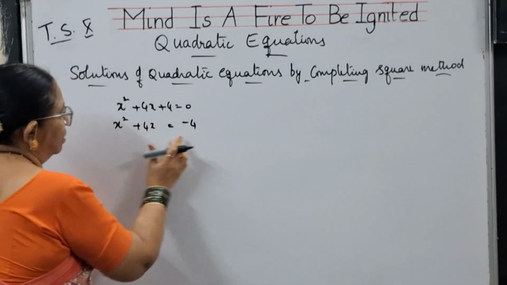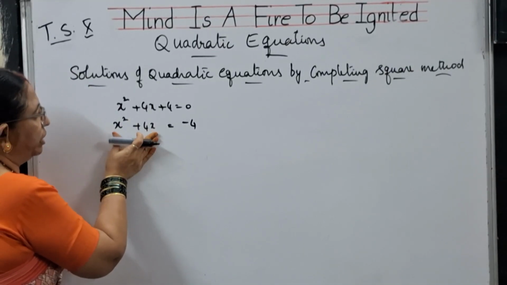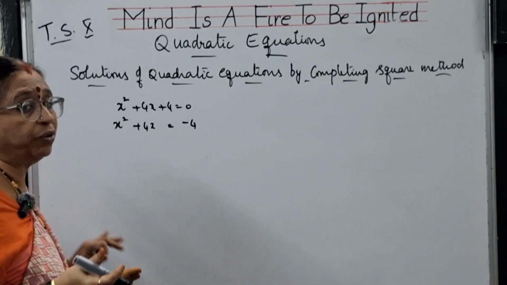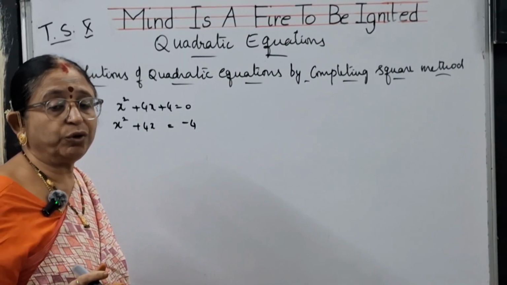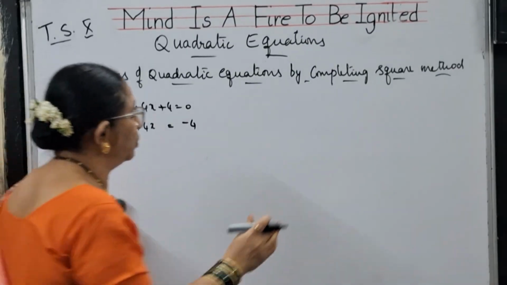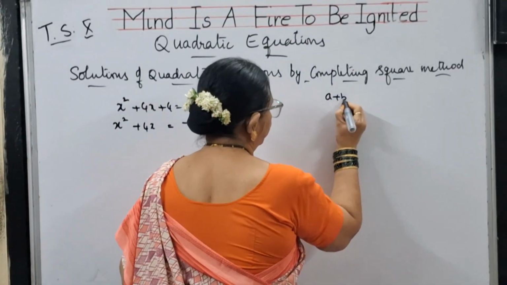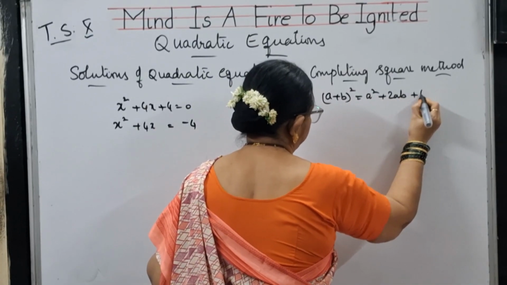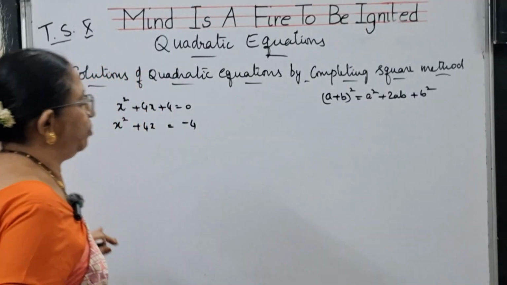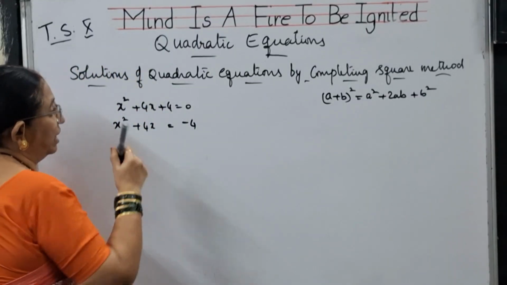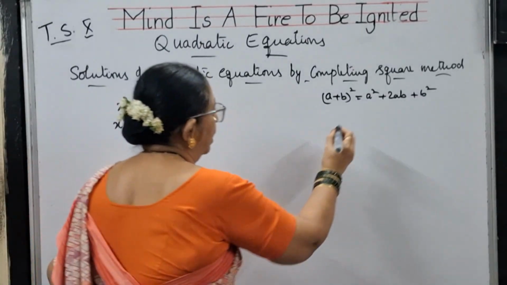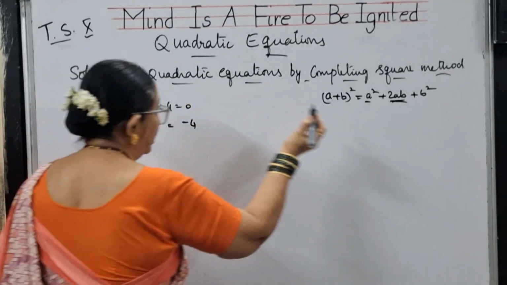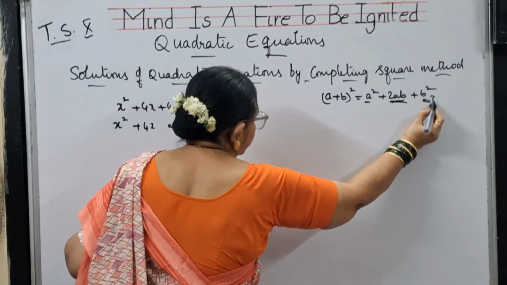After writing this, on the left side you need to get it in the form of the expansion of a plus b whole square. So what is the a plus b whole square expansion? a plus b whole square is a square plus 2ab plus b square. This formula you know. So basing on this, in the LHS what do you have? You have x square, you have 2ab. Only these two terms are there, but b square is not there.